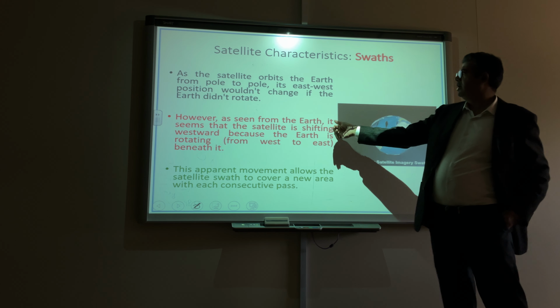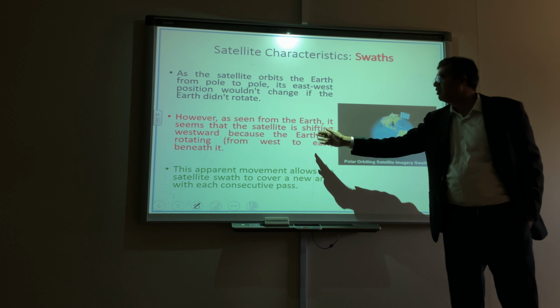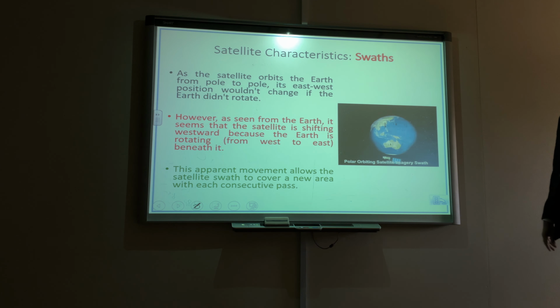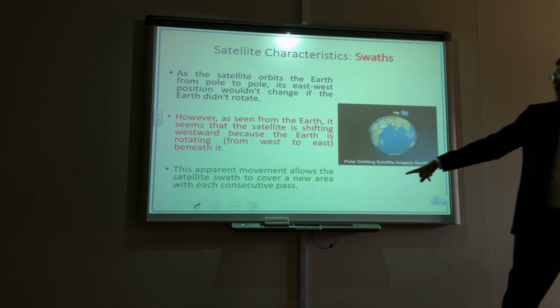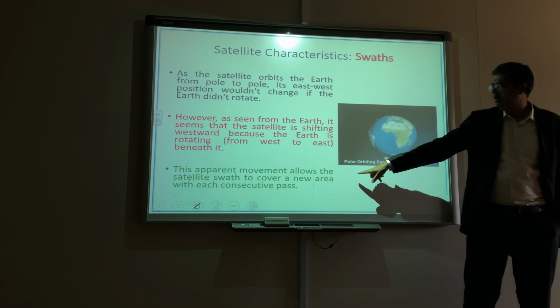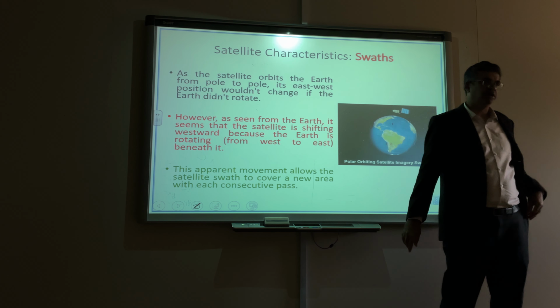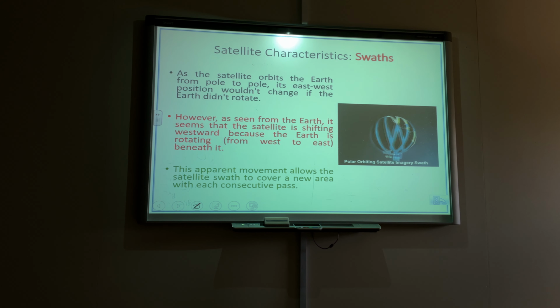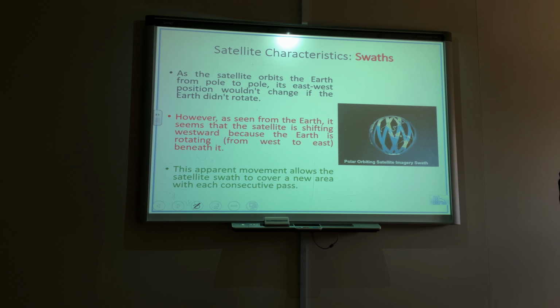However, as seen from the Earth, it seems that the satellite is shifting westward because the Earth is rotating from west to east beneath. This apparent movement allows the satellite swath to cover a new area with each consecutive pass. As it completes one pass, by the second pass the Earth has already moved, so it will cover a new area. Then again a new area, again a new area, and finally it will come back to the original path where it took the first image.